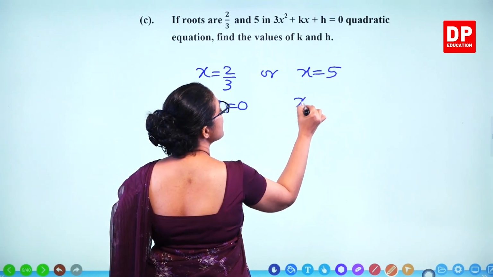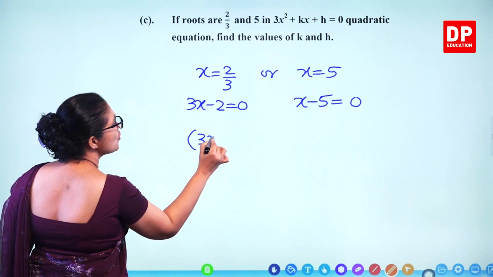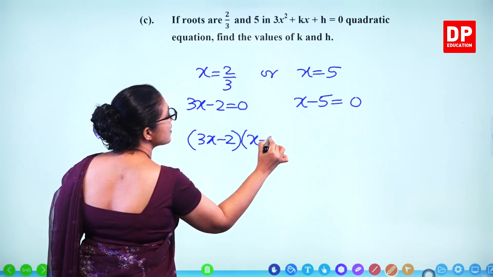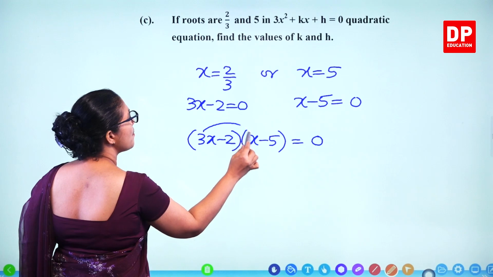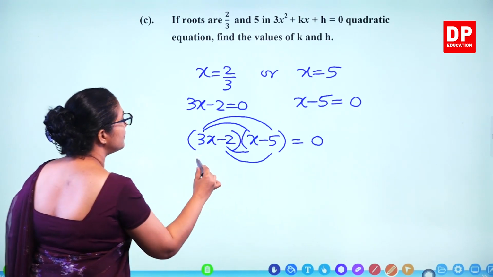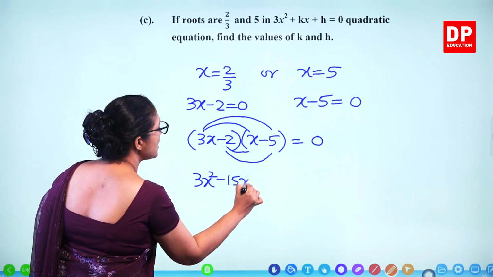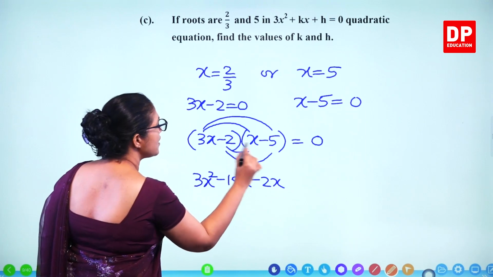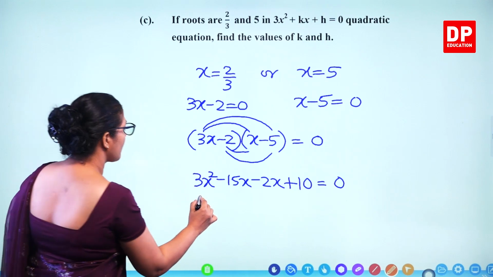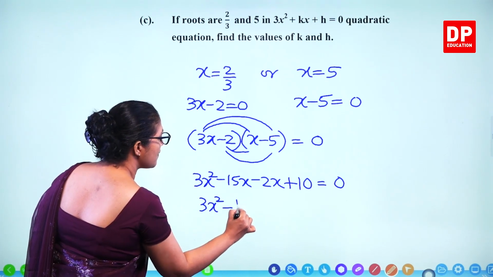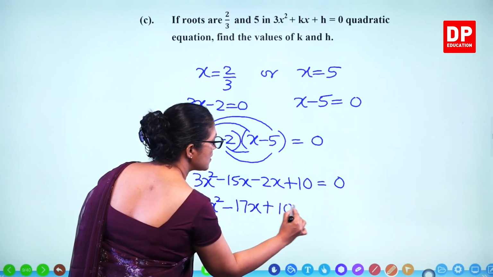So what's the factor here? x minus 5 is a factor. So factors are there. Then what is the equation? 3x minus 2 into x minus 5 is equal to 0. Then you can expand brackets. 3x squared, 3x into minus 5 is minus 15x, minus 2x, minus 2 into minus 5 plus 10. That's equal to 0. 3x squared minus 17x, these two add up to minus 17, plus 10 equals 0.